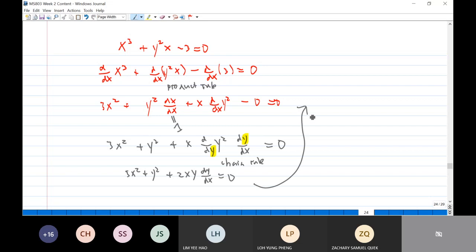So from here, you can rearrange them now. 2xy dy/dx is equal to negative of 3x squared plus y squared. So you get dy/dx equals negative of 3x squared plus y squared over 2xy.